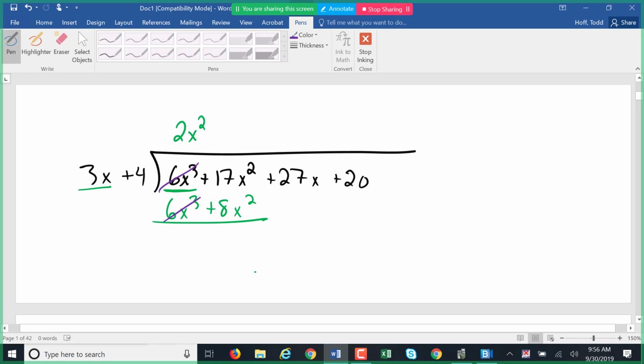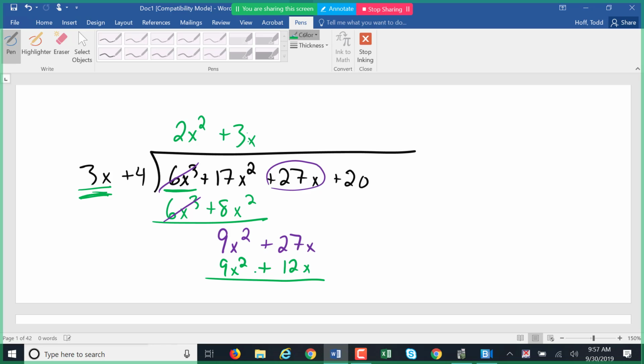17x squared minus 8x squared. 17 minus 8 is 9x squared. We'll bring down the next term, positive 27x. Again, back to those leading terms, 3x into 9x squared. Well, 9x squared divided by 3x is 3x. Then we multiply it back through. 3x times 3x is 9x squared. 3x times 4 is positive 12x. And we'll subtract.